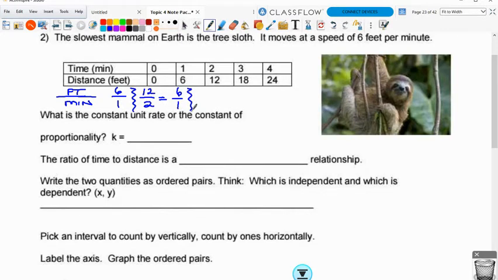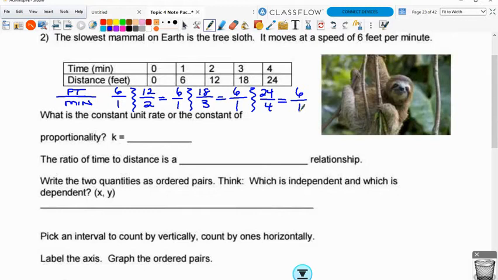Our next set of data says that the sloth goes 18 feet in 3 minutes. Simplified down to a unit rate, this is also 6 over 1. Divide both numbers by 3. And then our last set of data is going to be 24 feet in 4 minutes. Divide both numbers by 4. And once again, you get a unit rate of 6 over 1.